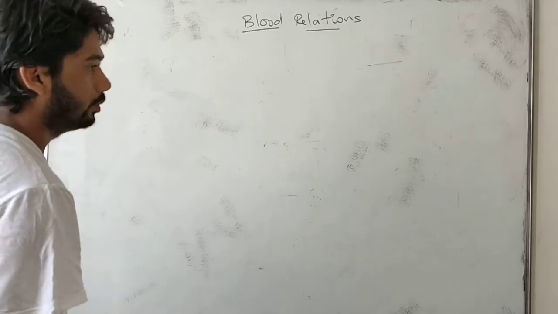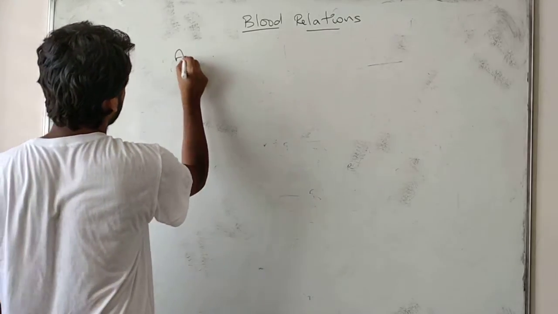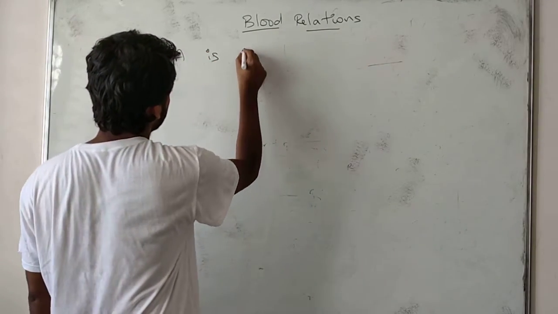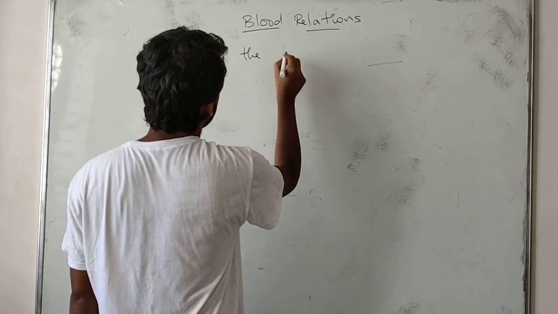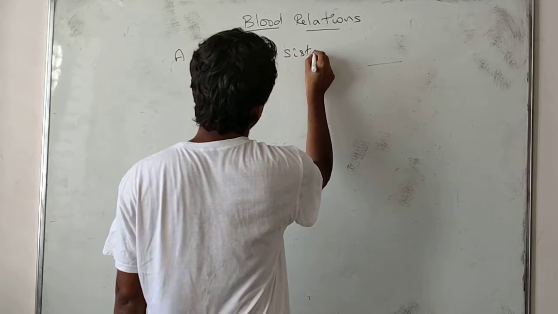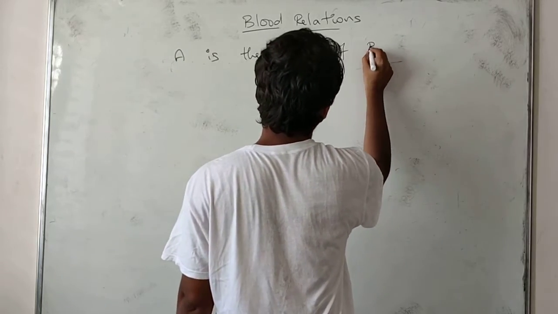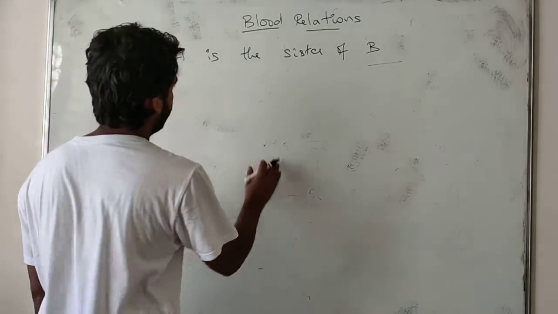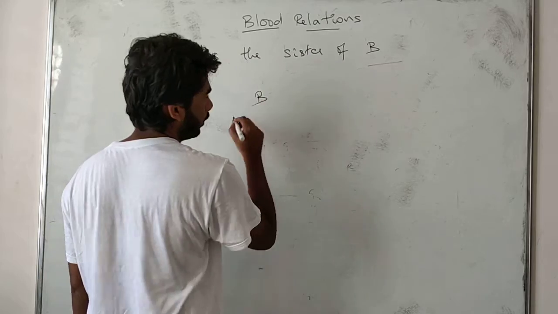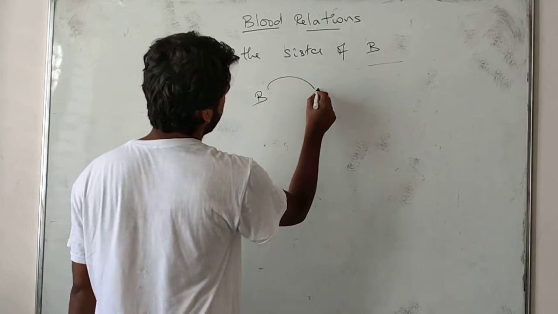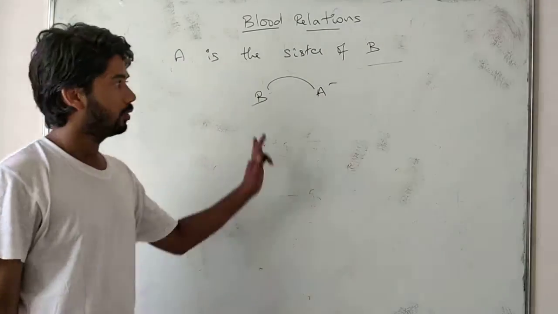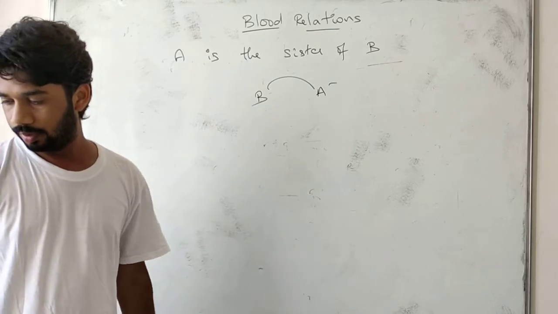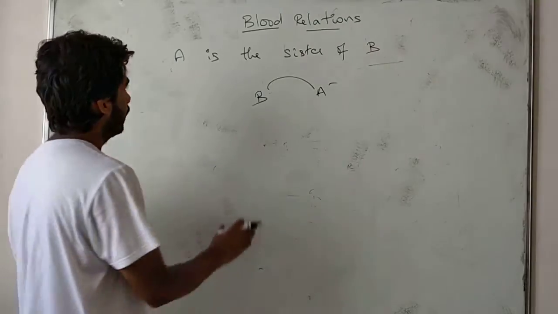So students, next one. A is the sister of B. So I will be writing B first, then A. Sister means same generation. In this way I have to write it. Okay students. Now next one.